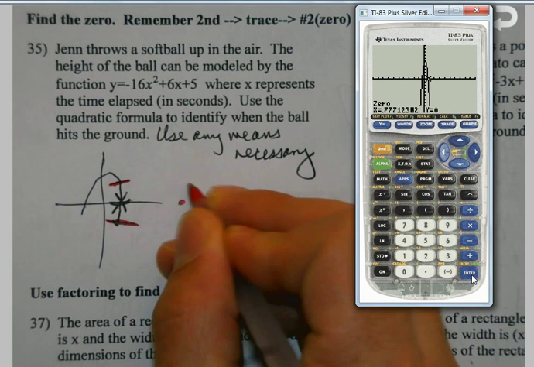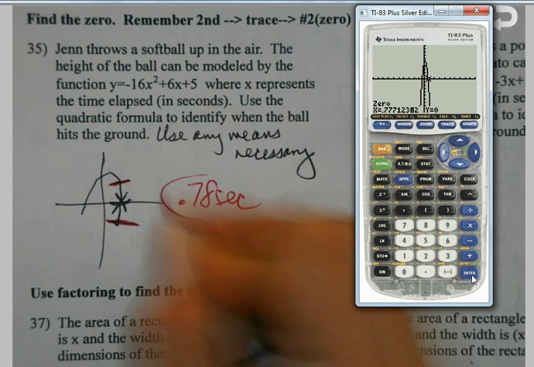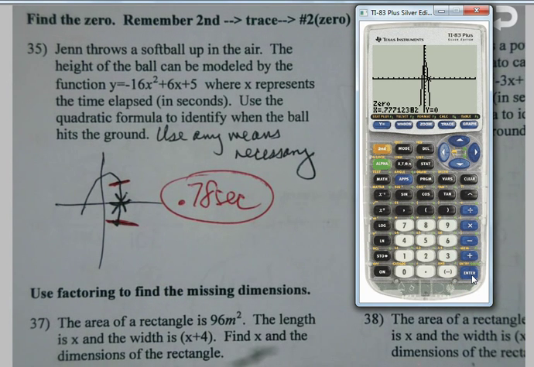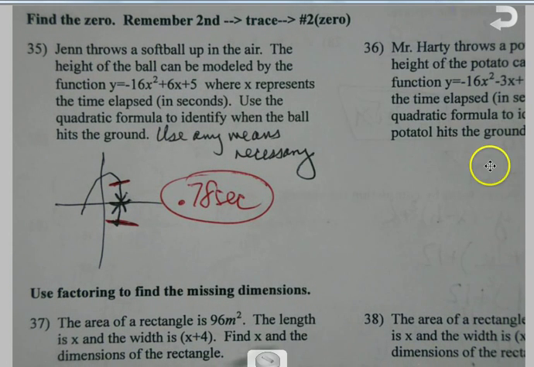So it's going to take like 0.78 seconds. That ball didn't get thrown very hard. I think we got a weak arm here. But again, I could plug that into the quadratic formula too, with those 3 values, and get the same answer. So find something you're comfortable with and work it, especially since you have multiple options.